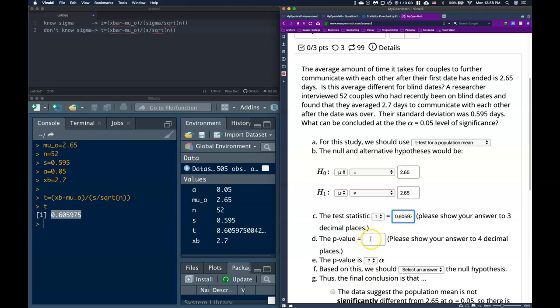Okay, so now it says the p-value. So now how do we get our p-value? A lot of people have asked about this one, and it's actually really simple. We've done this before. You know what you're doing.